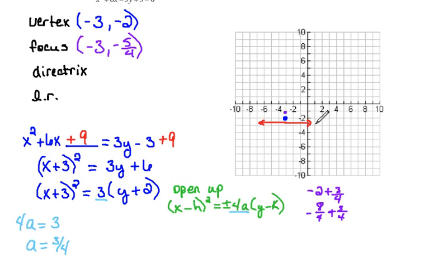For the directrix line, this is going to be a y equals, because of it crossing through the y-axis. If you think about it, we started down at negative 2 and we went down an additional 3/4. So negative 2 minus 3/4, if we got our common denominator, then that would make that negative 11/4. And we'll finish with the latus rectum and our graphing in the next video.